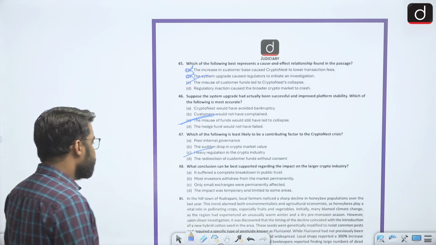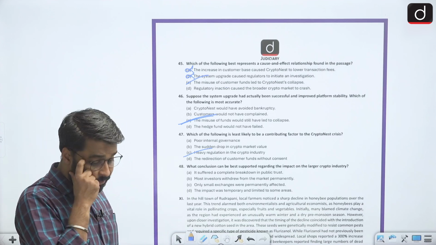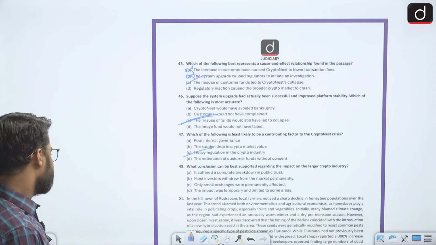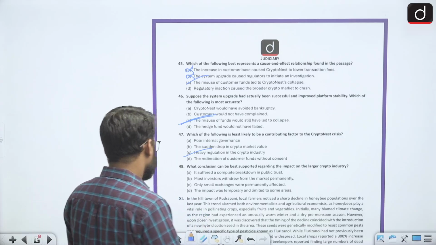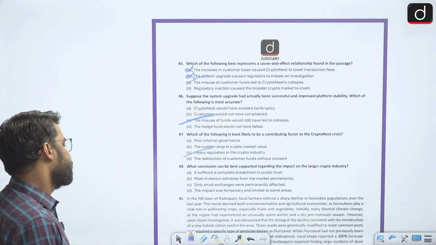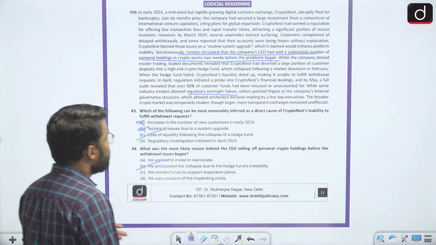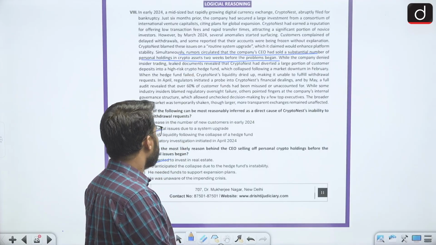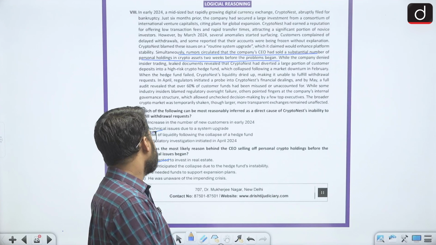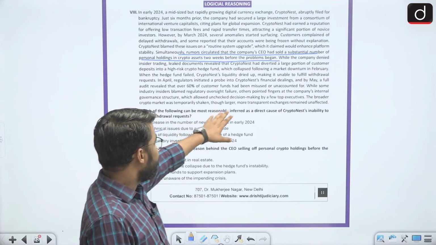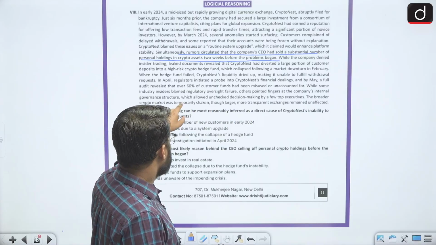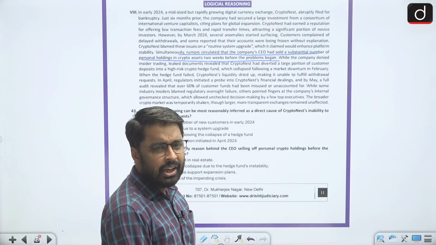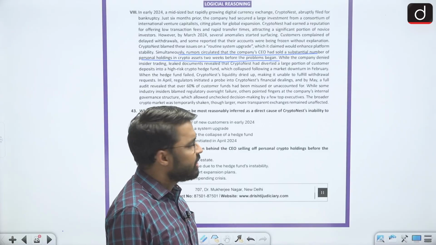Next one, what conclusion can be best supported regarding the impact of Cryptonest on the larger crypto industry? It suffered a complete breakdown in public trust. Most investors withdrew from the market permanently. Only small exchanges were permanently affected. The impact was temporary and limited to some areas. Yes, because in the last part of the passage it said that while some industry insiders blamed regulatory oversight failure, others pointed fingers at companies' internal governance structure, which allowed unchecked decision making by a few top executives. The broader crypto market was temporarily shaken, though larger, more transparent exchanges remained unaffected. So it was temporarily shaken, and larger, more transparent exchanges remained unaffected.